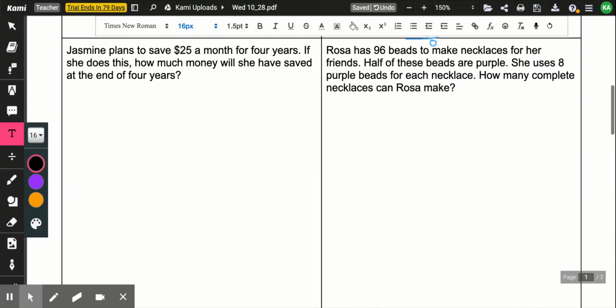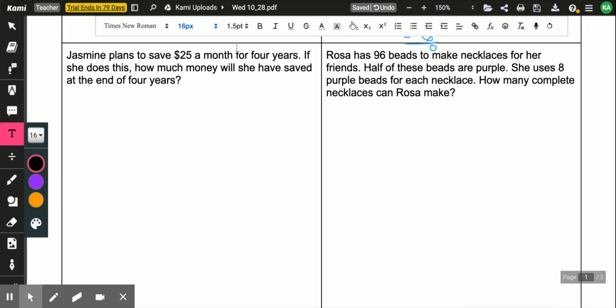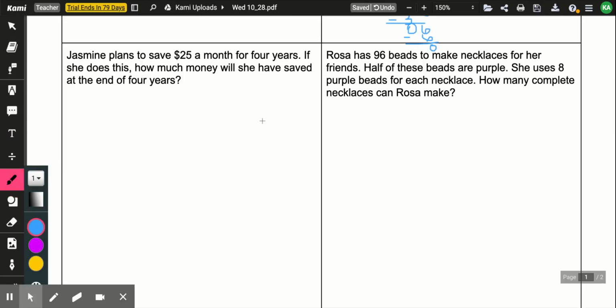All right, next problem. Jasmine plans to save $25 a month for 4 years. If she does this, how much money will she have saved at the end of 4 years? So we want to know how much money will she have saved at the end of 4 years. Okay, well, we know she wants to save $25 a month. So then after 4 years, how many is this?